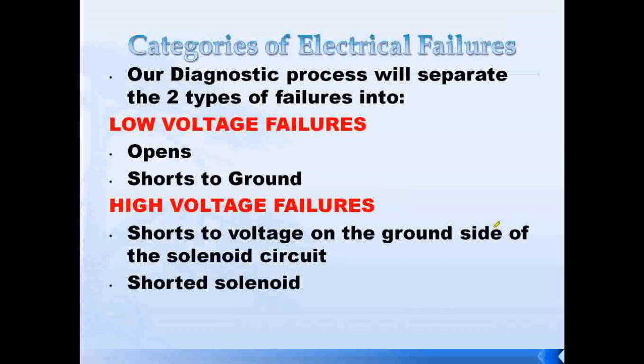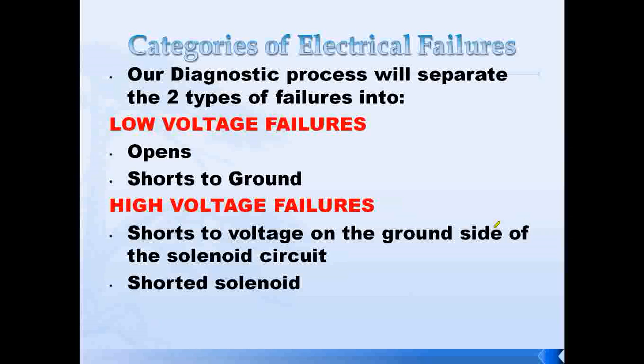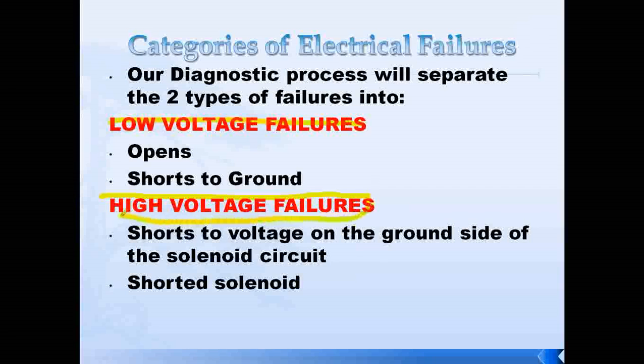What we're going to do, guys, is shortcut the diagnostics because we're going to separate opens and short to grounds from short to voltage and shorted solenoid issues. So we're going to separate what we're going to call low voltage failures from what we're going to call high voltage failures. A low voltage failure is going to be an open or a short to ground. A high voltage failure is going to be a short to voltage on the ground side of the solenoid circuit and a shorted solenoid.